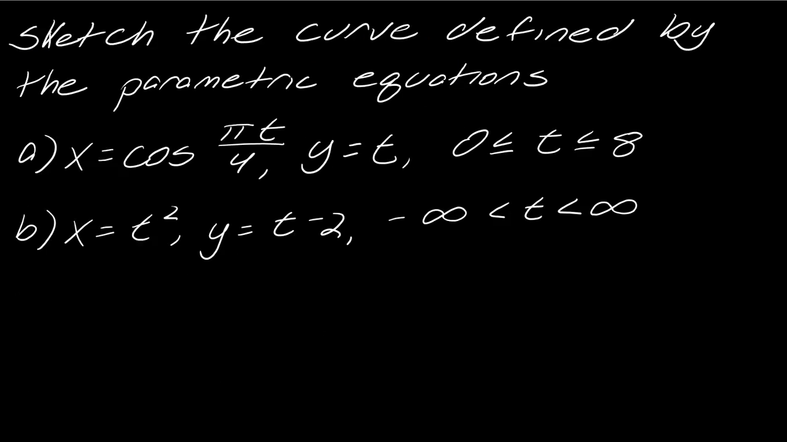Okay, so first things first, let's get used to how these are graphed. We're going to sketch two curves here. The first one is x equals cosine of pi t over 4 and y equals t, where t is between 0 and 8. The second one is x equals t squared, y equals t minus 2, and t is between negative infinity and positive infinity.